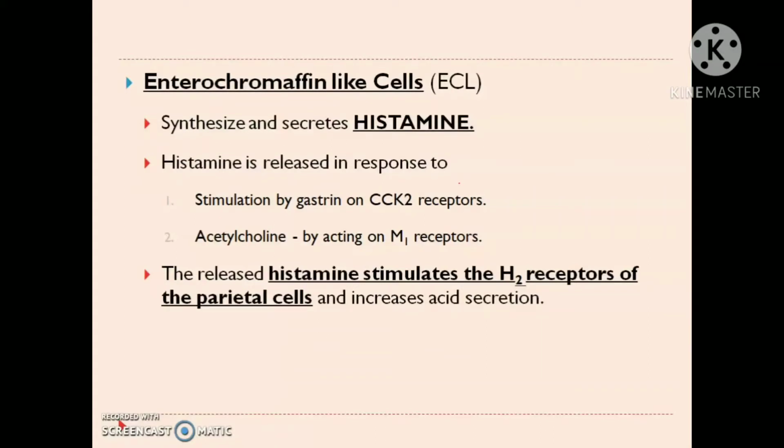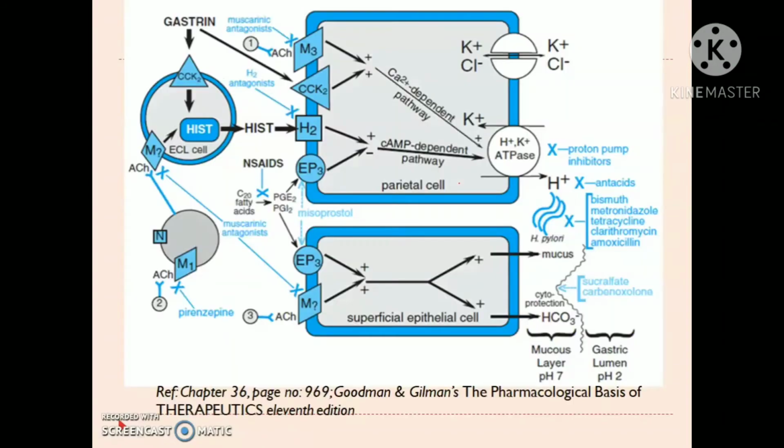Histamine is released in response to, one, stimulation by gastrin on CCK2 receptors, and two, the action of acetylcholine on the muscarinic M1 receptors present in the endochromaffin-like cells. And this released histamine stimulates the H2 receptors present in the parietal cells, and that causes the increased secretion of acid from the parietal cells.